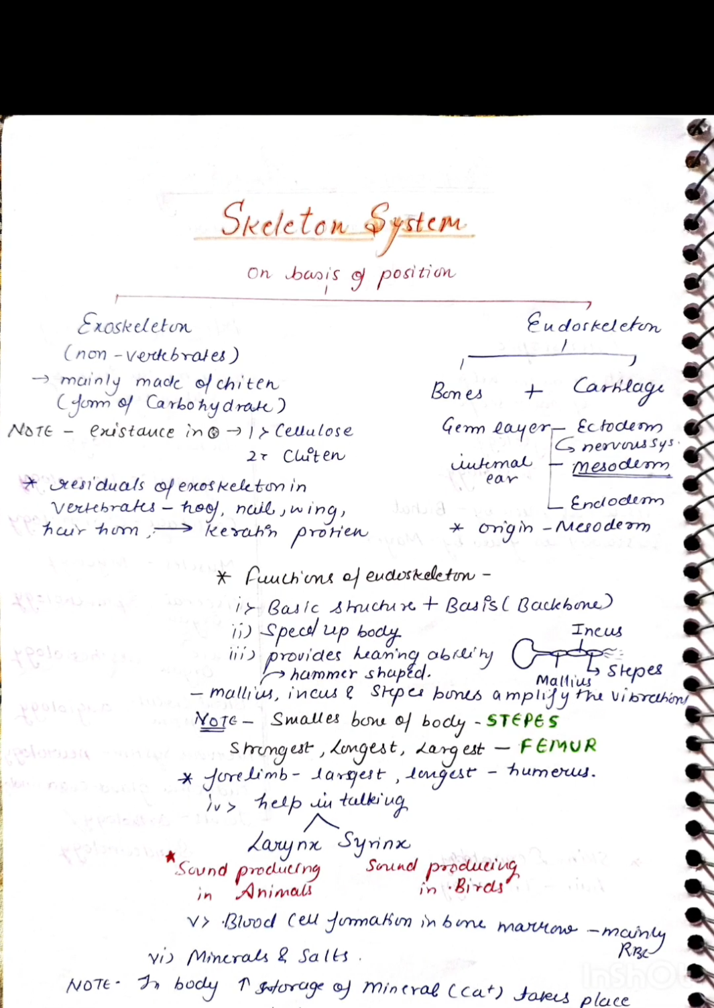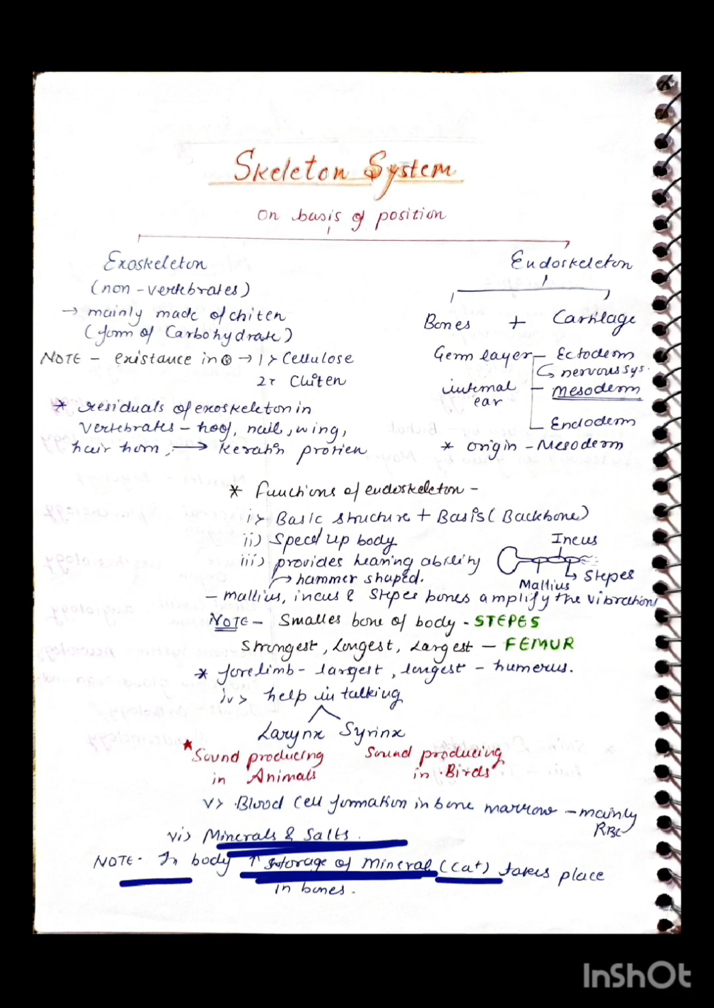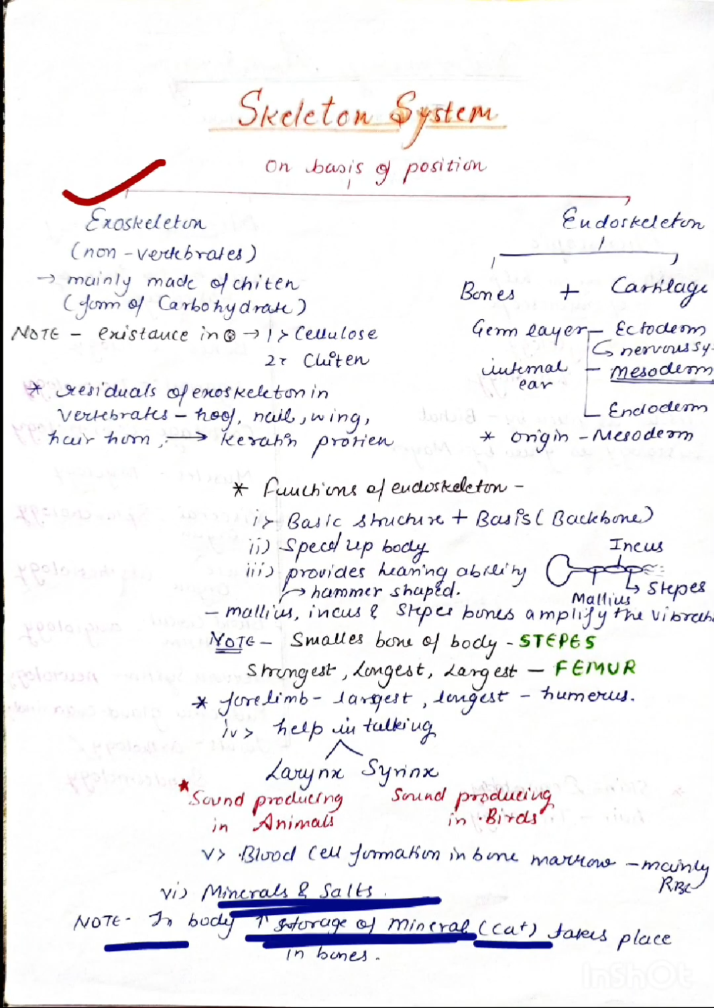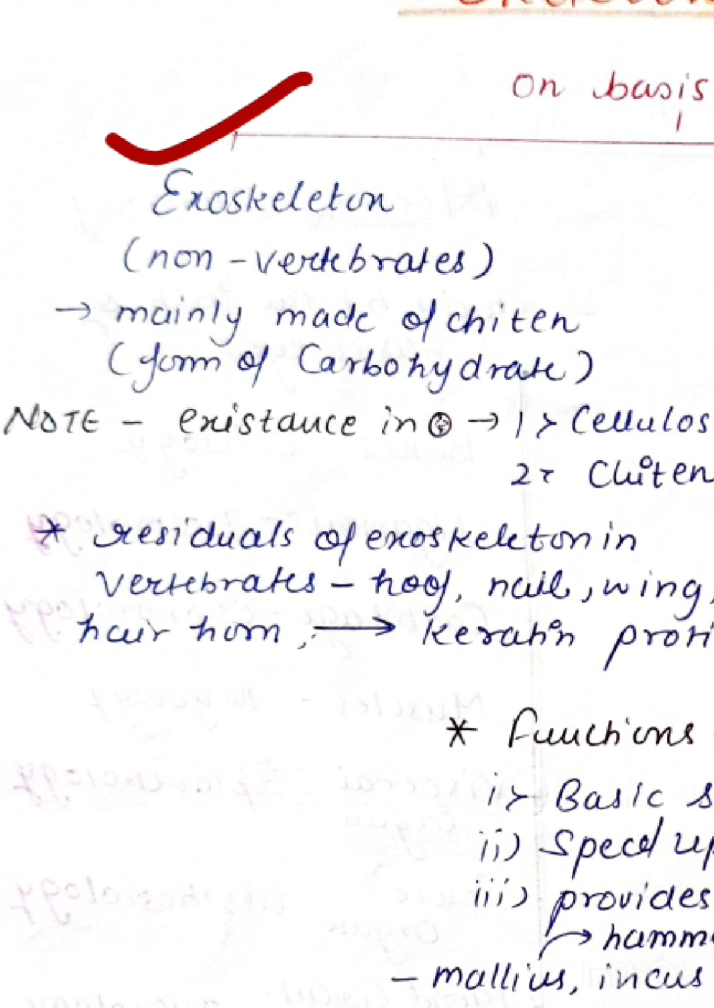Second one is the skeleton system. We study the skeleton system on the basis of position. It is divided into two parts: first is exoskeleton and second is endoskeleton. Exoskeleton, as we know, is the outermost layer, the outer skeleton. On the basis of the outer skeleton, we divide the system, and it includes mainly the non-vertebrates.